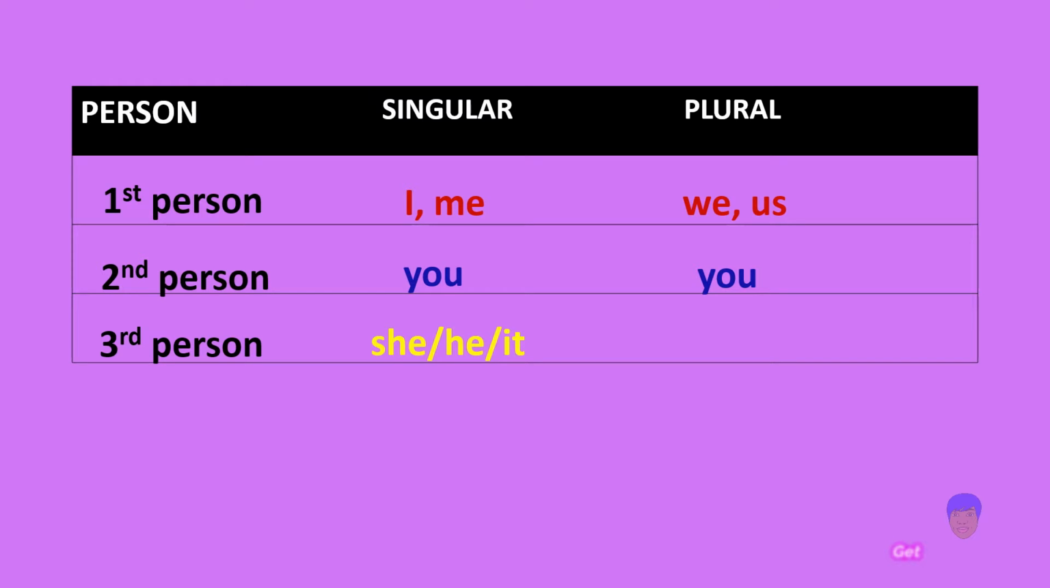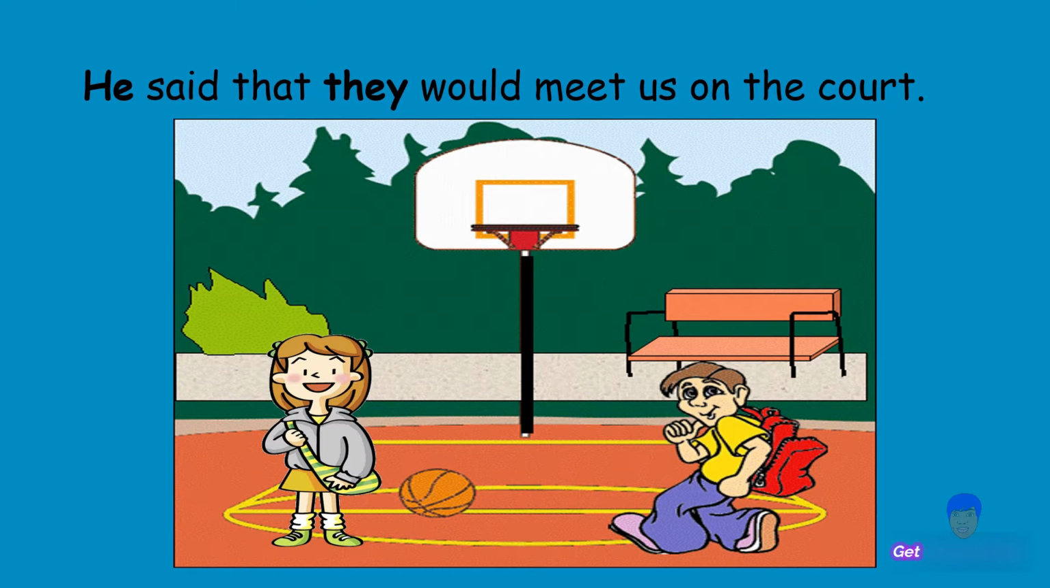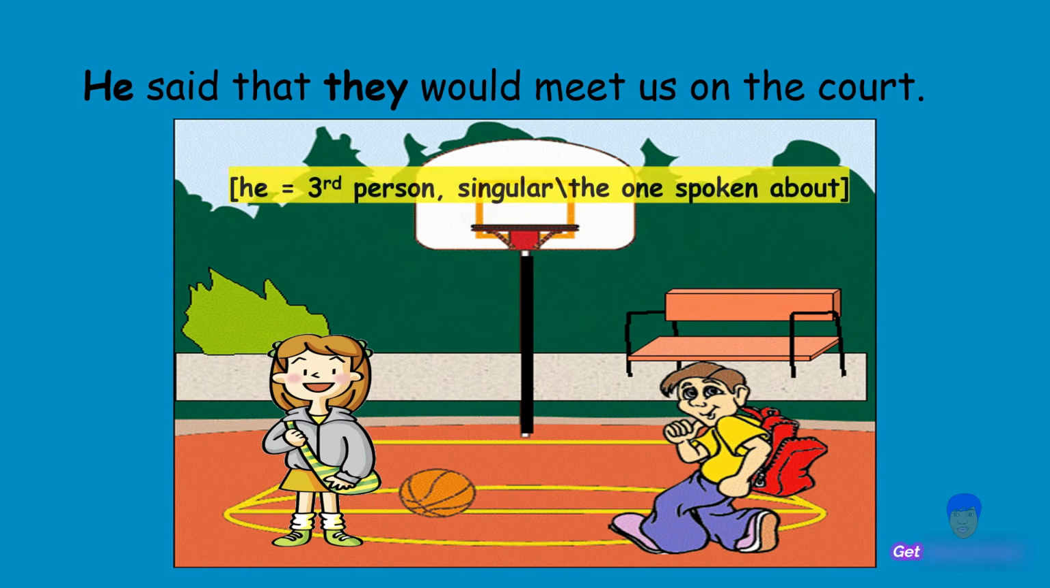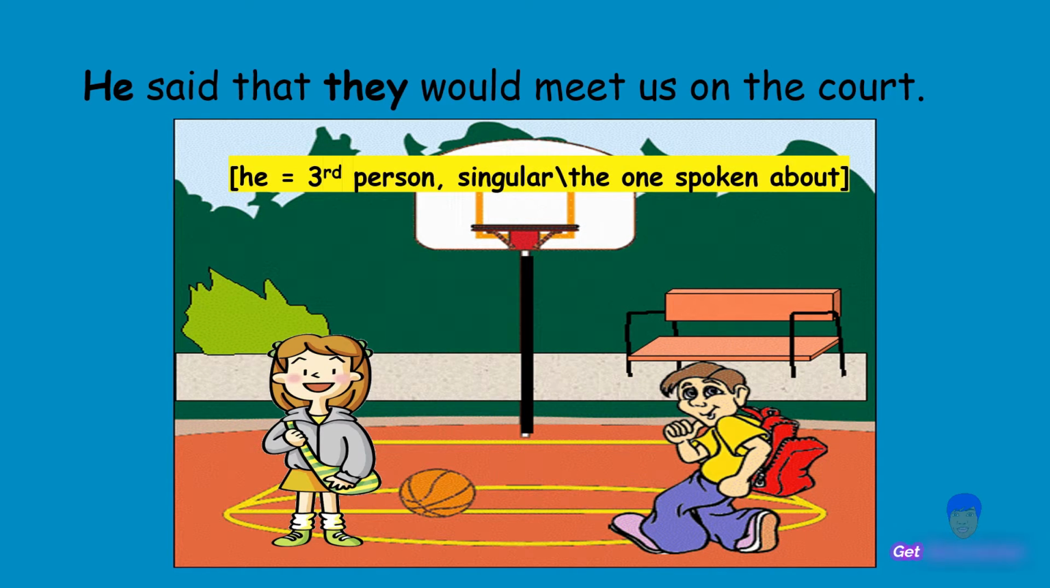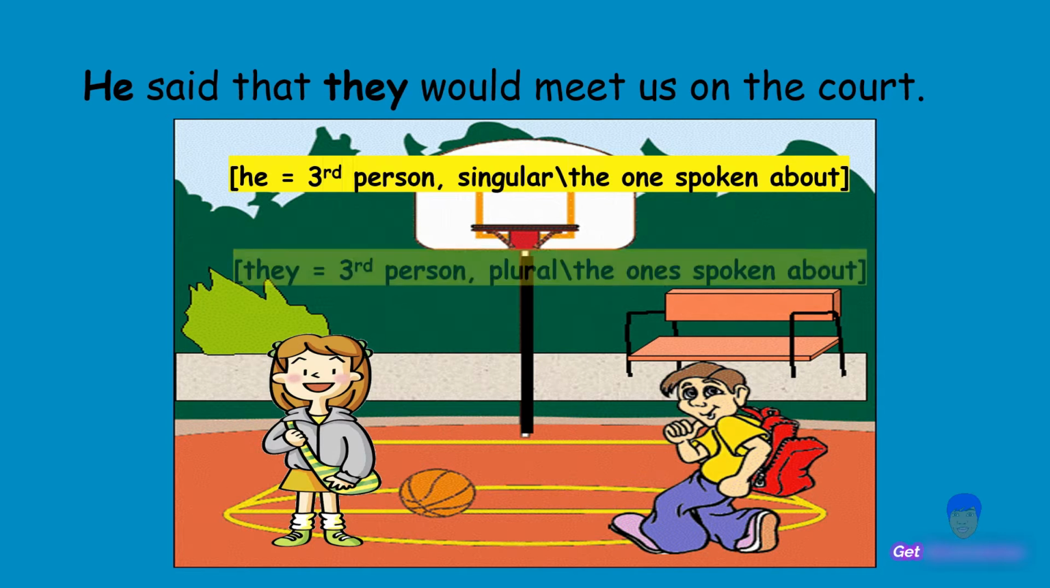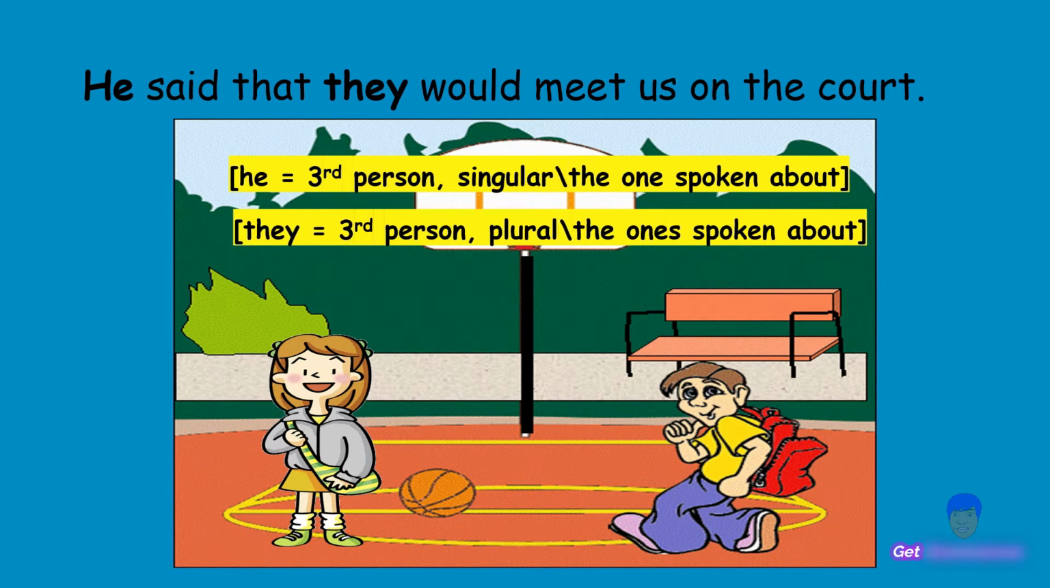She, he, it are the singular third person pronouns, and they, them, it are the plural third person pronouns. For example, he said that they would meet us on the court. He is a third person pronoun in this sentence, and it's in the singular form. They is also a third person pronoun in this sentence, but it is in the plural form, more than one. He represents the one spoken about, and they represents the ones spoken about.